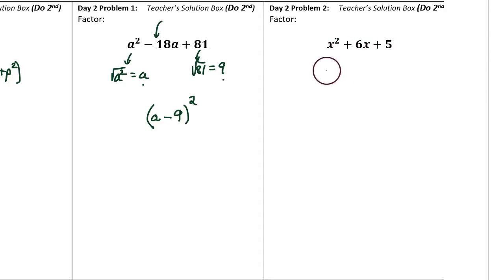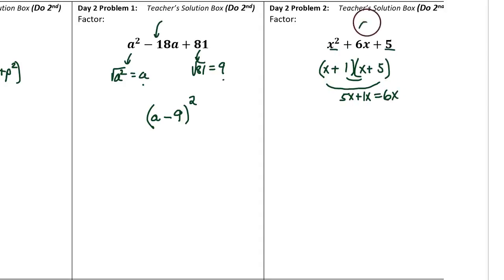There's one last thing to try. It might factor using FOIL. Let's put two sets of parentheses. X times x is the x squared term. Now, how can you get 5? Well, how about going 1 times 5? That makes 5. And if these are both positives, then the outer product, 5x, and the inner product, 1x, combine together to 6x, which is our middle term. So our factored form is x plus 1 times x plus 5.